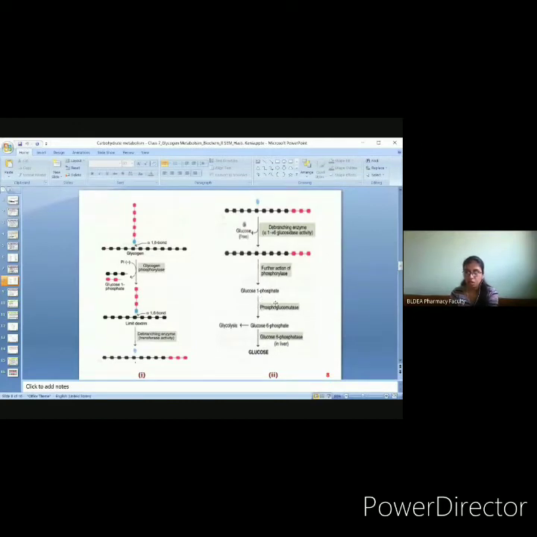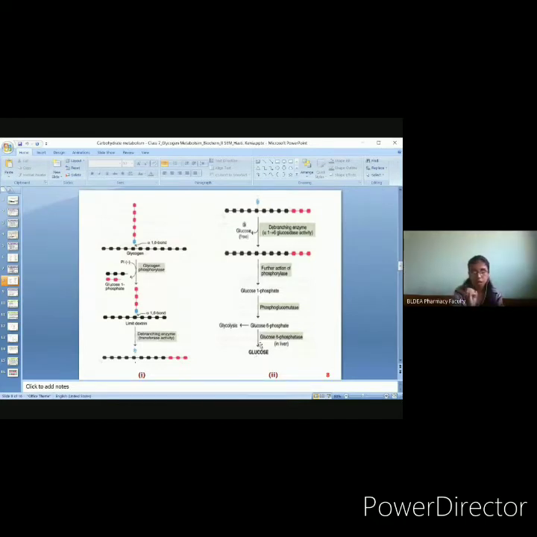Now this glucose 1-phosphate undergoes isomerization. This is a reversible step. This isomerization in the presence of the enzyme phosphoglucomutase, because it is a reversible step, results in the synthesis of glucose 6-phosphate. Now this glucose 6-phosphate can be directly converted into glucose and sent to different organs.